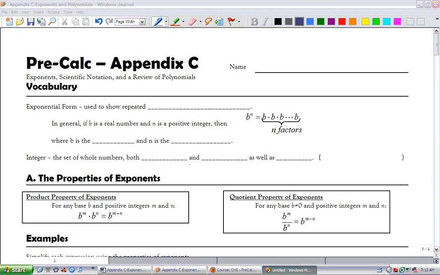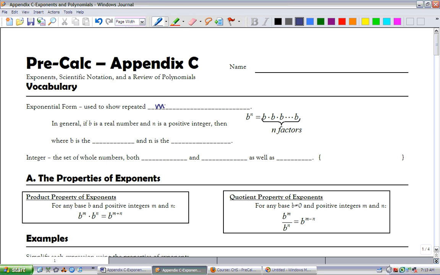Alright, we're going to take a look at exponents. First thing we want to do is a couple vocabulary terms here. Exponential form of an expression is used to show repeated multiplication. In general, if b is a real number and n is a positive number, then b is the base and n is the exponent.